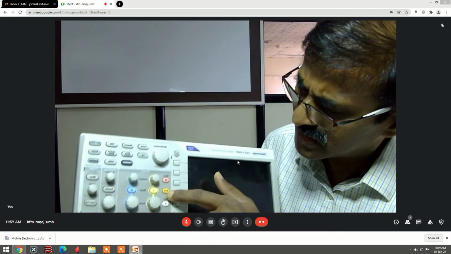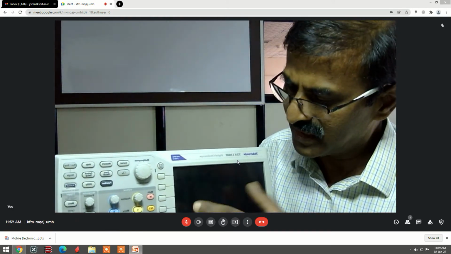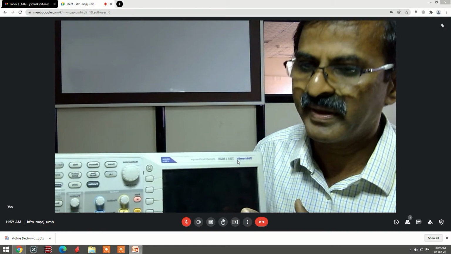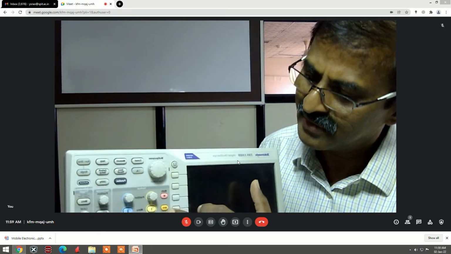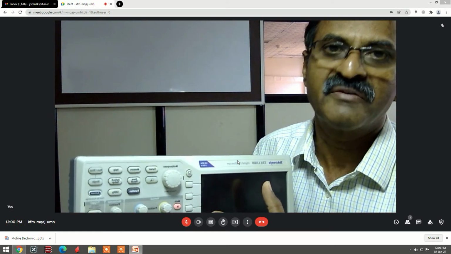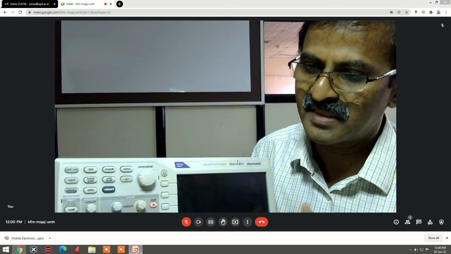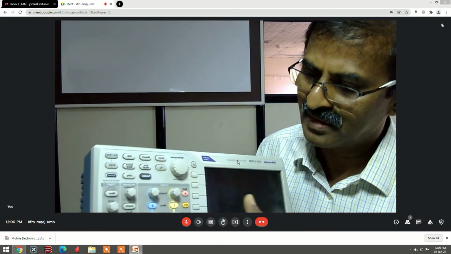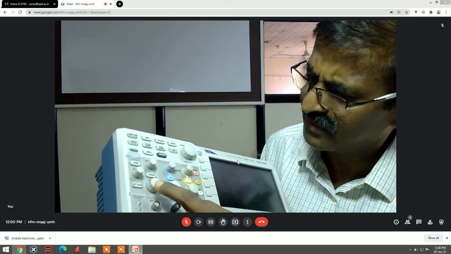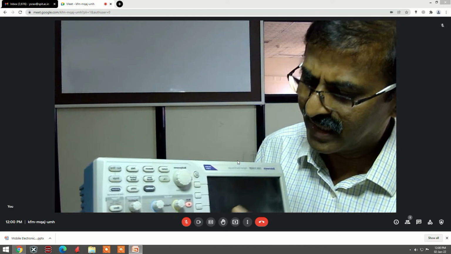As you can see, there is a button called FFT, right? That means if you want to display the signal in frequency domain, where the x-axis represents frequency, then you can go to this option called FFT. Otherwise, traditionally, we want to display the x-axis as time and the y-axis as amplitude. That is where these two knobs come in: this is for scaling of the time, and this is for scaling of the amplitude.